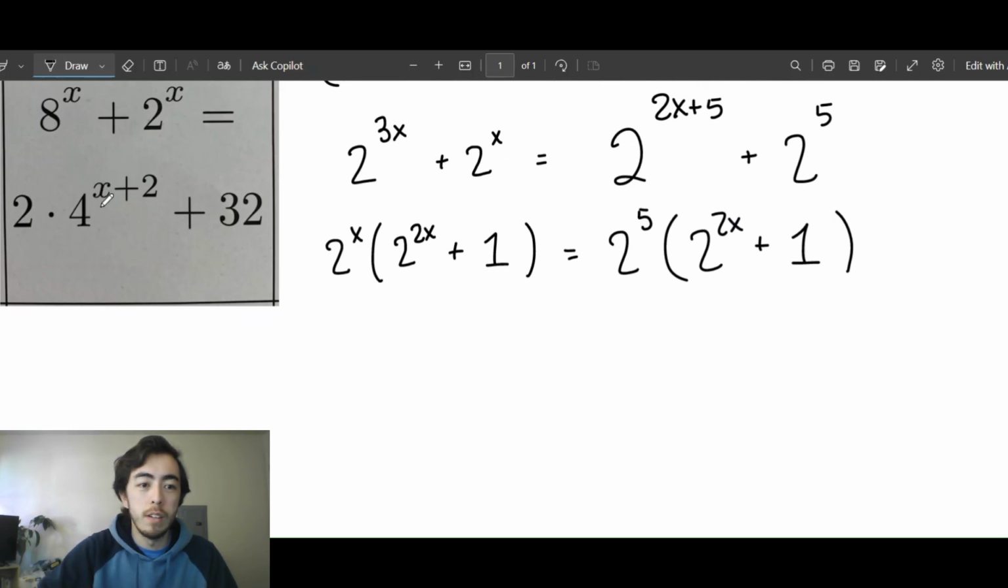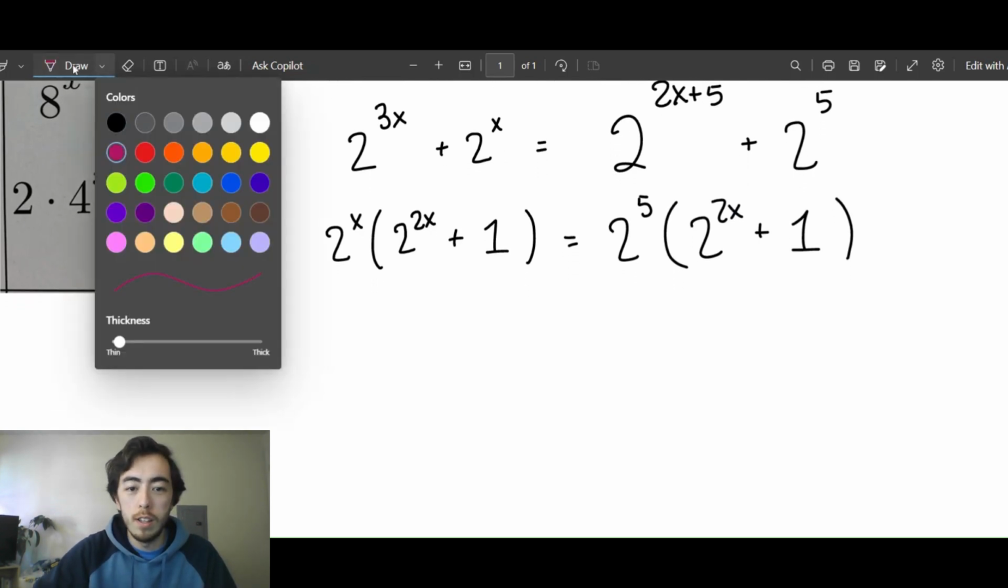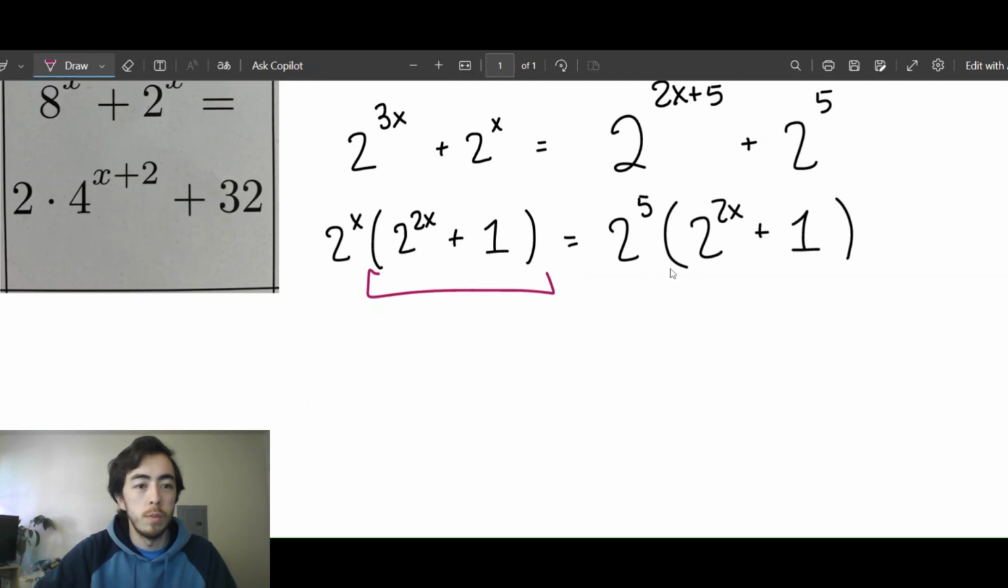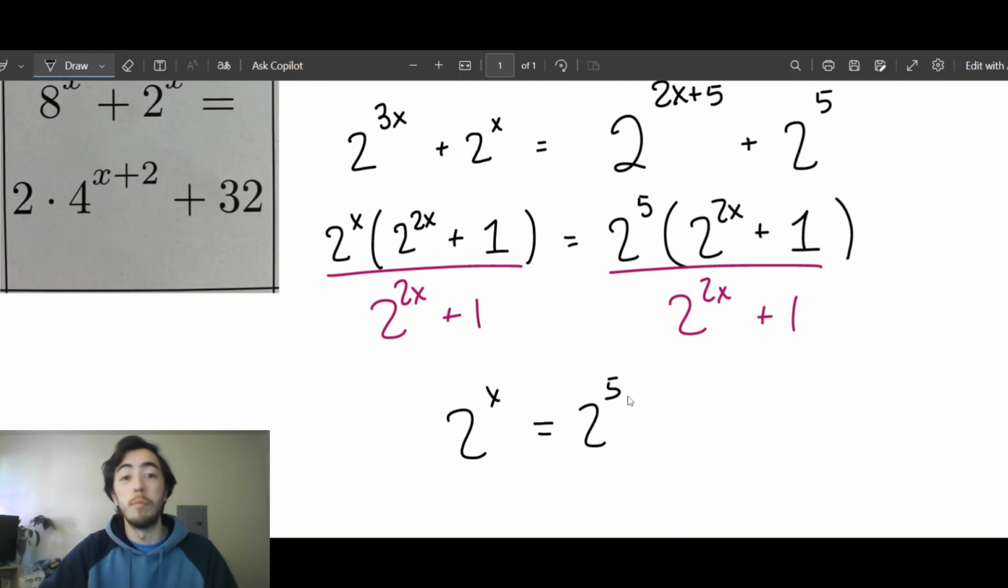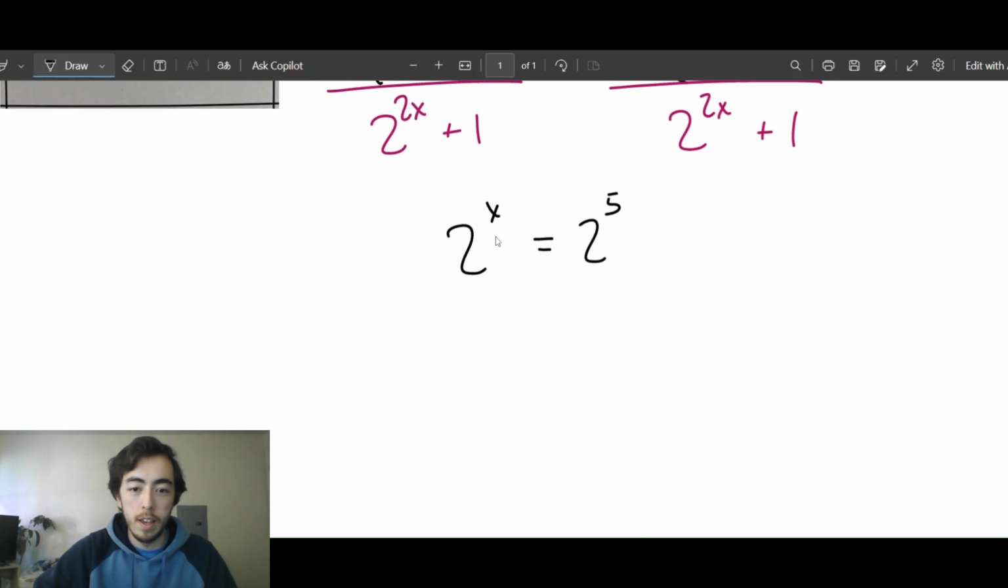I have repeated factors on both sides, right? This factor right here repeats with this one right here. And so I could just basically cancel them out. I could divide both sides by the same factor, 2 to the power of 2x plus 1. I am just left with 2 to the x equals 2 to the 5. And then we can compare exponents here. Clearly, x has to be equal to 5 for today.